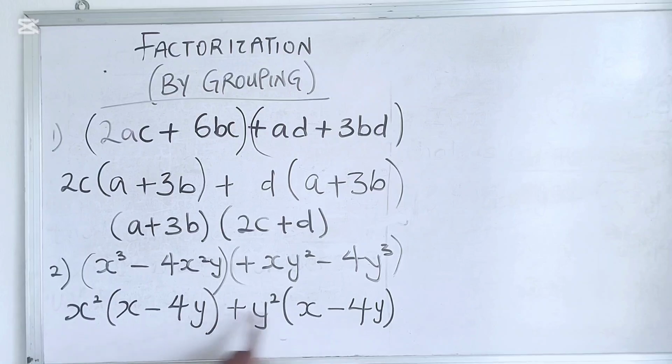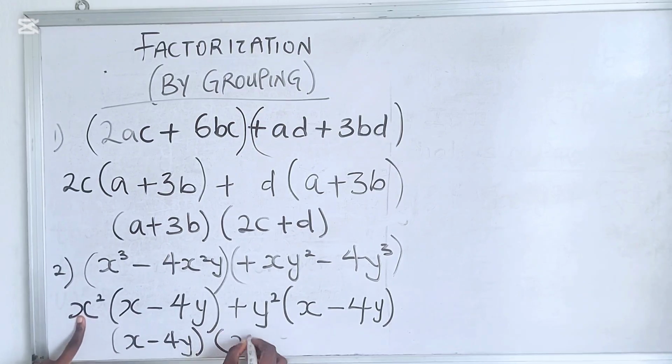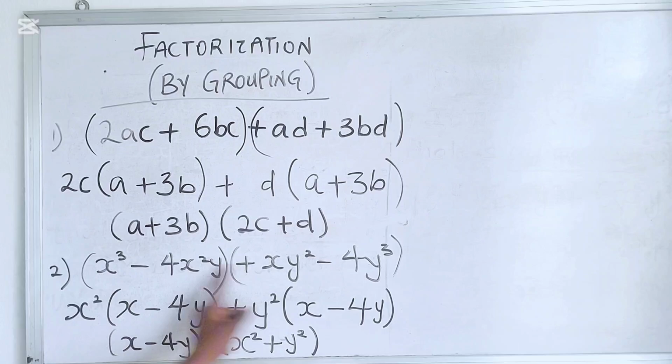Looking at this again, you see that what is in the bracket is the same. It's common. So we're picking one of it because it's common. And then you write what is outside, x squared plus y squared. This is the factor of the given question.